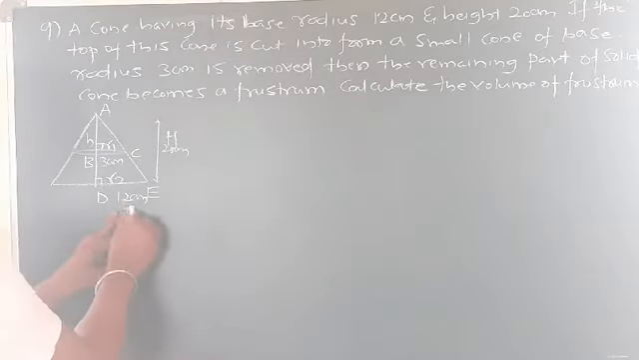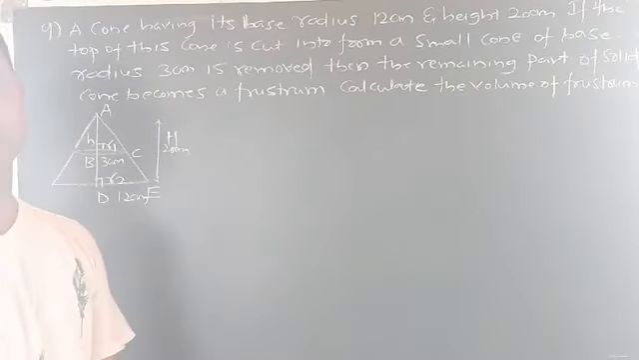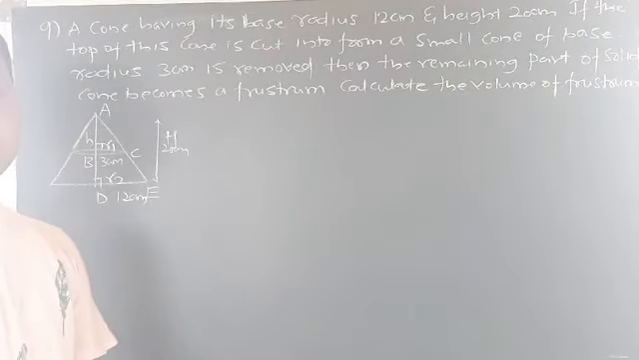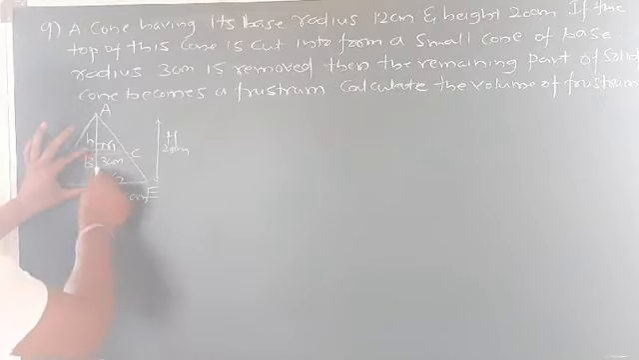We know the volume of the frustum formula is 1 by 3 pi h times r1 square plus r2 square plus r1 into r2. Here this one is the frustum, but do we have its height? We don't have it. We need to calculate this one.